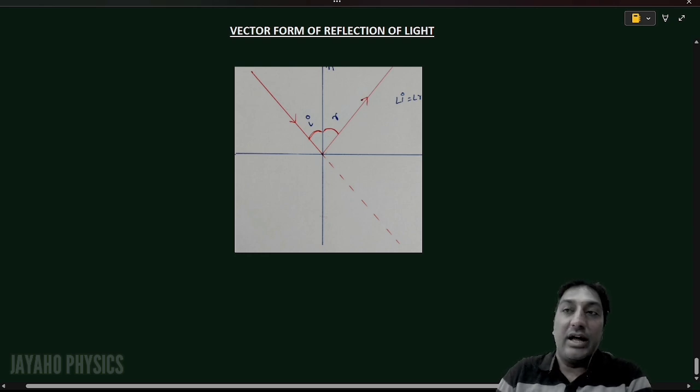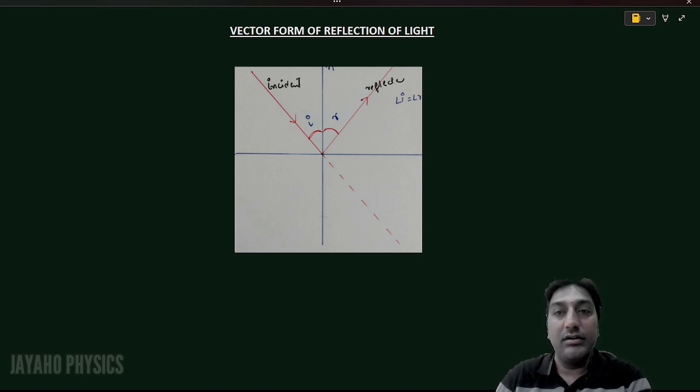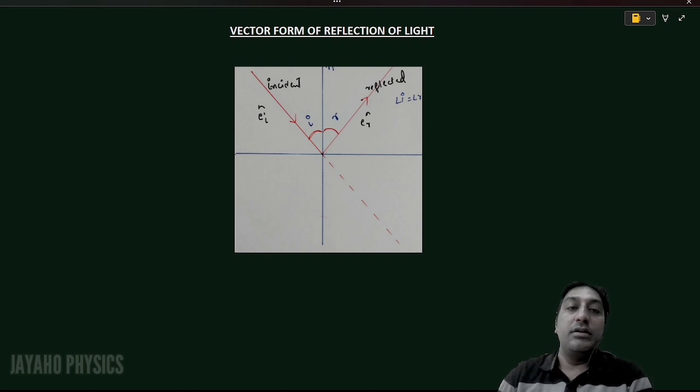Okay. So here I have taken the diagram. Here it is an incident ray and here it is a reflected ray. I am representing this unit vector as e suffix of I cap, and the reflected unit vector I am taking as e suffix of r cap. We know the law of reflection: the angle of incidence is equal to the angle of reflection, equal to theta. Both are the same.